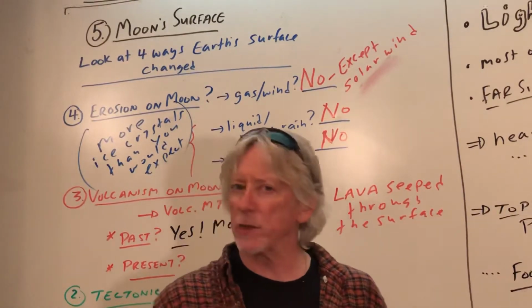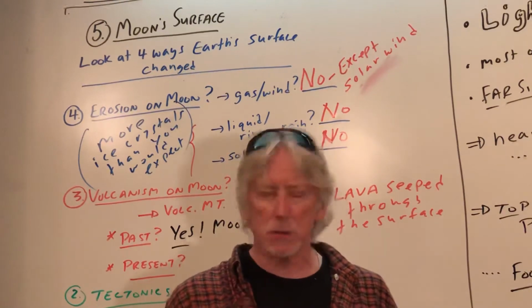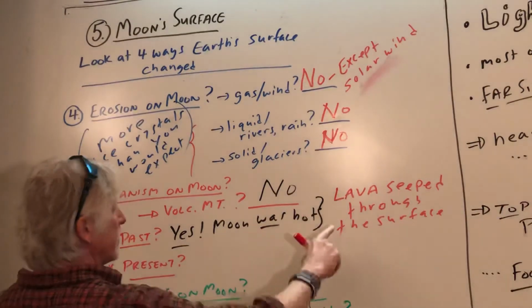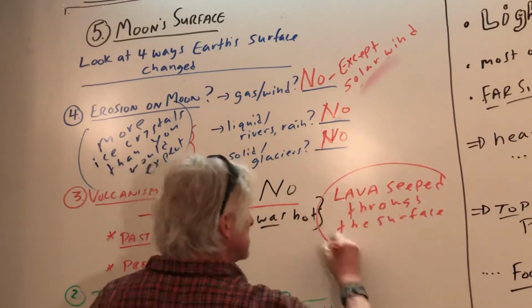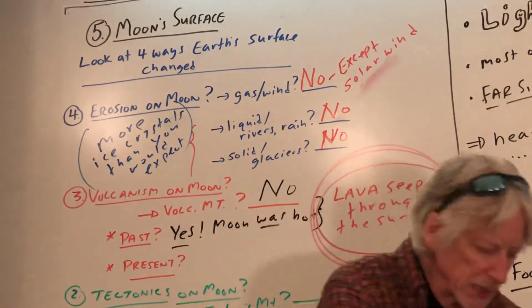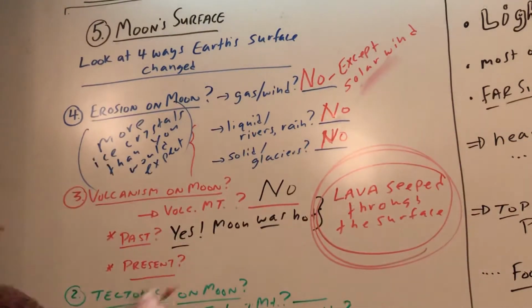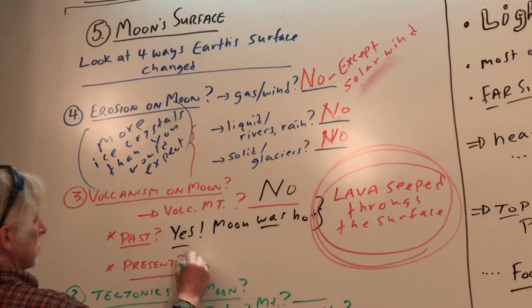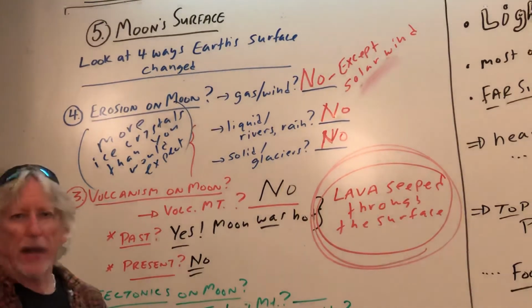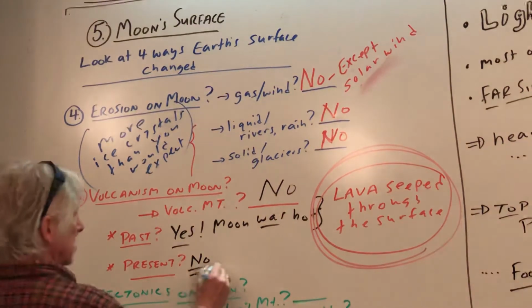There's a factor of the tidal effect at play. We're going to mention that a little bit. Various things, but remember this: lava seeped through. So that's a big, important fact here. And the next thing is we're going to say, well, what about present? And the answer is no. No volcanism now because it's cool, right?